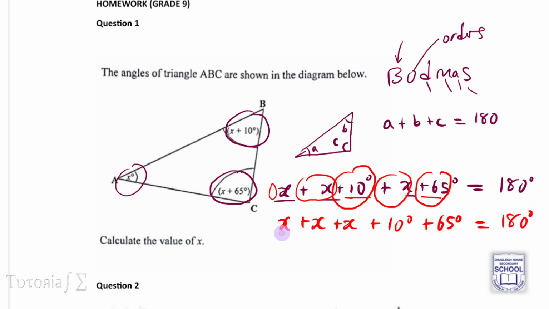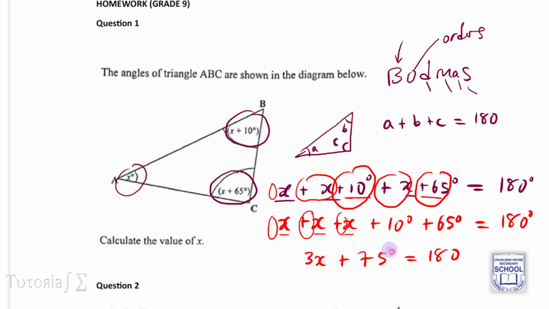Basically, what is x plus x plus x? What you do is you just get one of the x, and you add the coefficients. So this is positive 1 plus positive 1 plus positive 1, that will give us 3x. Then here we have 10 plus 65, so that will be 75 degrees, equal to 180.